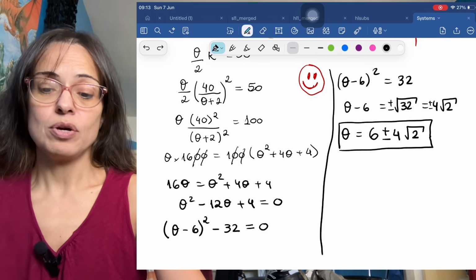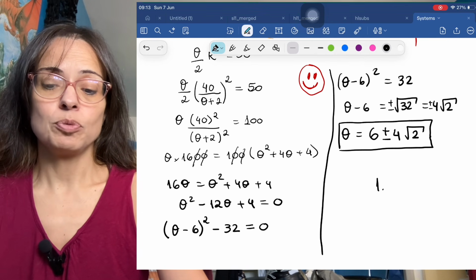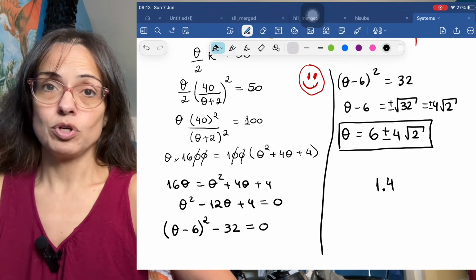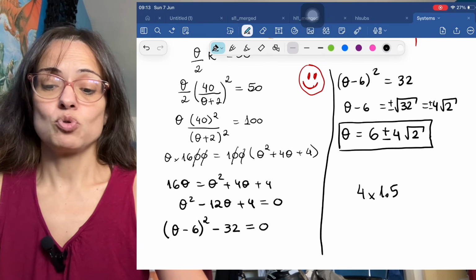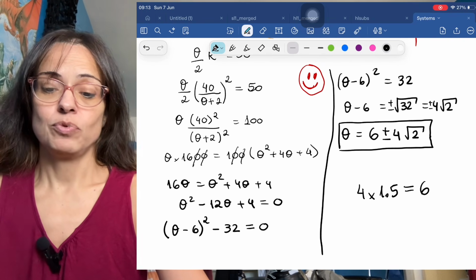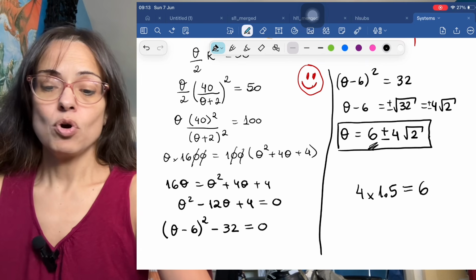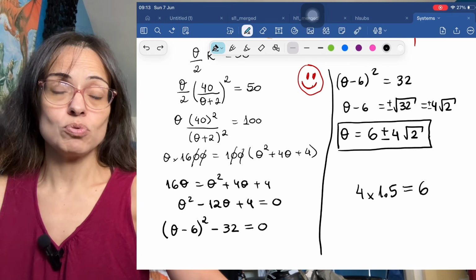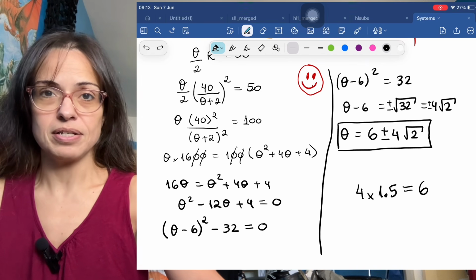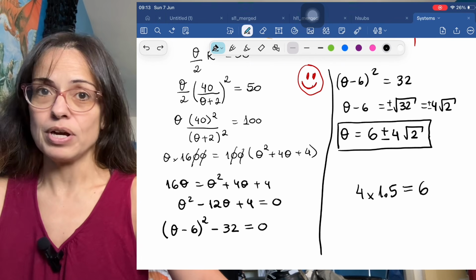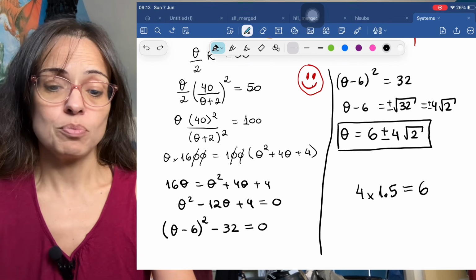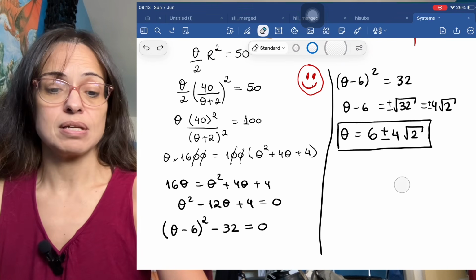However, the square root of 2 is something like 1.4. It is definitely less than 1.5, and 4 times 1.5 is 6, which is the same number that we have here. The moral of the story is both of these solutions are positive. You are not getting a negative angle anyway, so that is not the problem with one of the solutions. It's got to be something else.